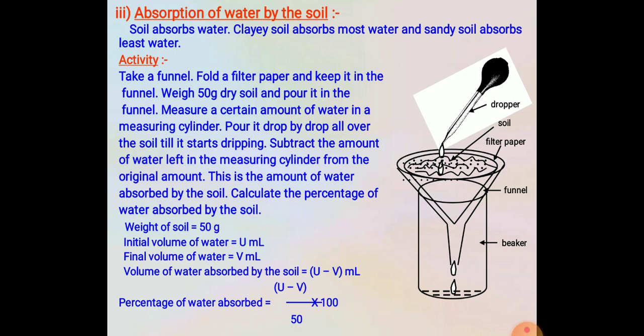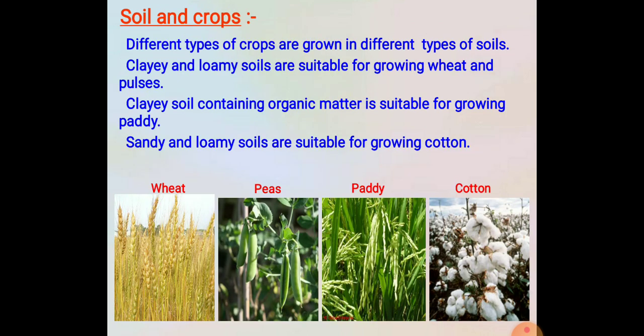The formula for it is the initial volume of water poured minus the final volume of water collected in the beaker, divided by the weight of the soil, and the whole quantity is again multiplied by 100 to convert it into percentage. Now we will move on to soil and crops.